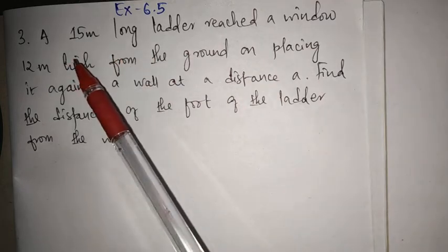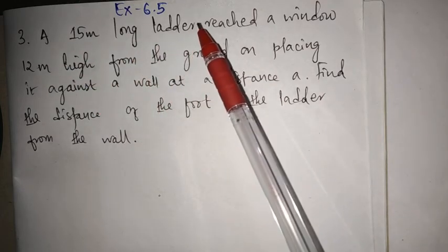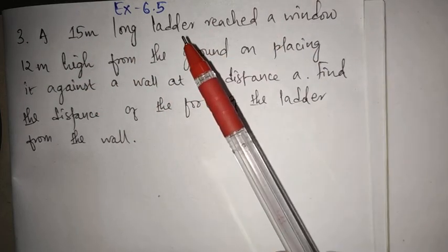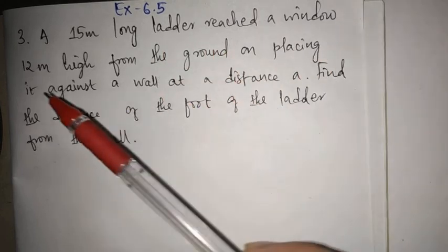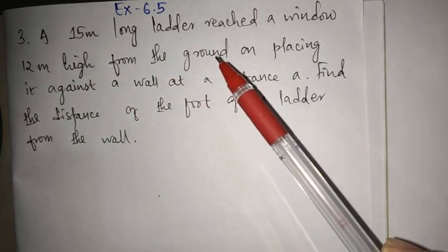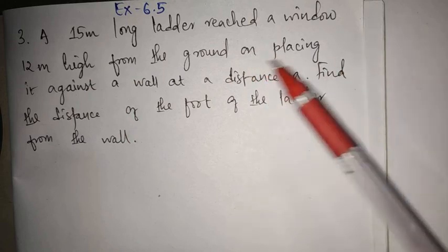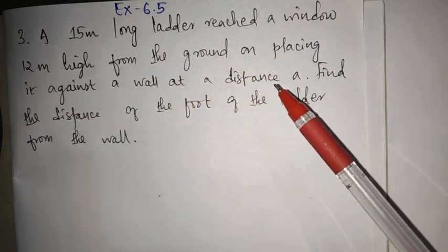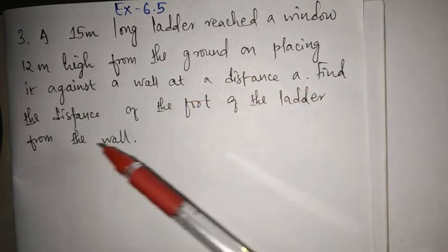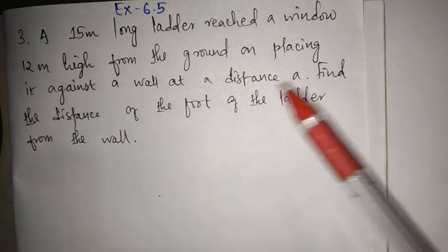Just have a look. A 15-meter long ladder reached a window 12 meters high from the ground on placing against a wall at a distance A. Find the distance of the foot of the ladder from the wall.